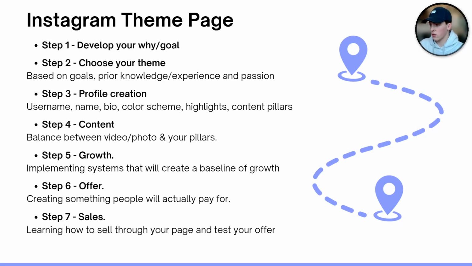Then step six, offer, creating something people will actually pay for. So creating something that people feel stupid saying no to, by Alex Hormozi, right? So I would just recommend you to read the $100 million offers book by Alex Hormozi, and to really focus on making something that you would even feel stupid saying no to for the price you actually attach to that specific offer. Then step seven, sales, learning how to sell through your page and test your offer, right?